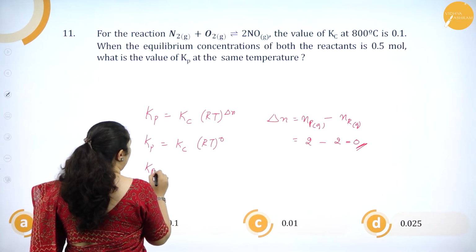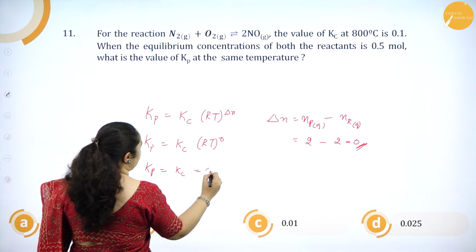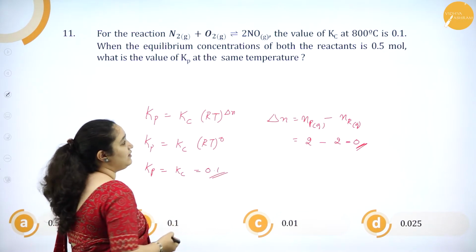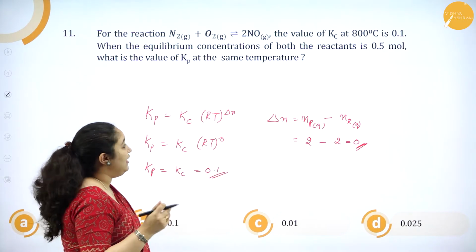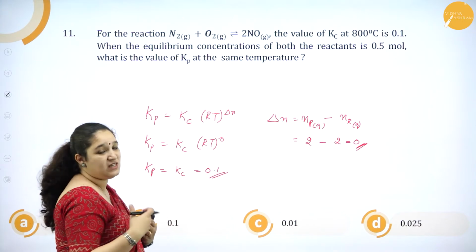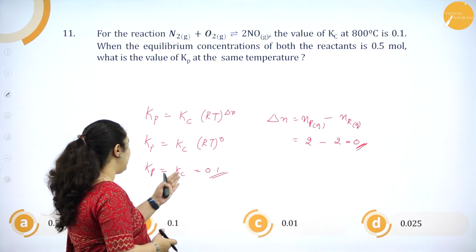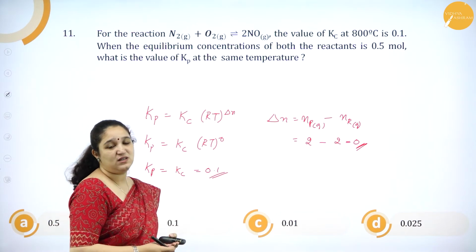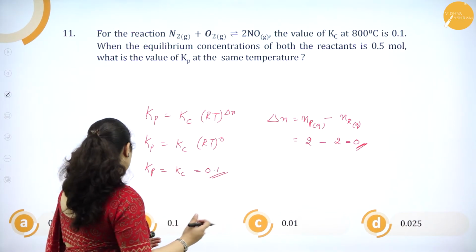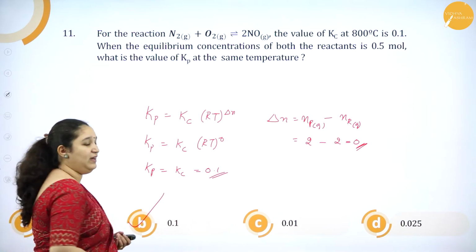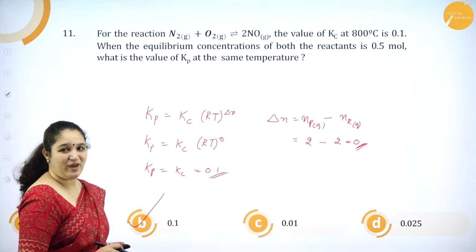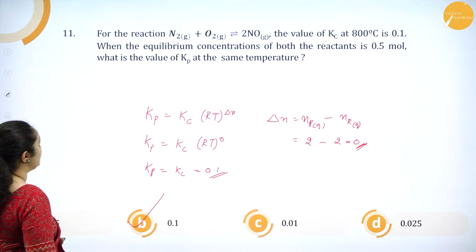Here Kp will be equal to Kc, which will be equal to 0.1 because they have given Kc is equal to 0.1. Irrespective of what is the change or whatever is there in the question, it is very, very clear that Kp will be equal to Kc, that is 0.1. Okay. So the answer is option B, 0.1. Okay. We'll go to the next question.